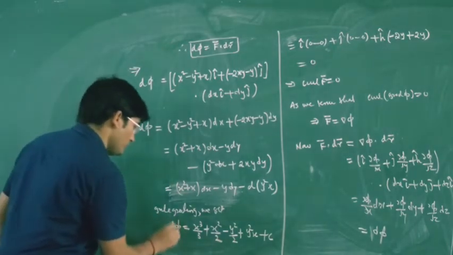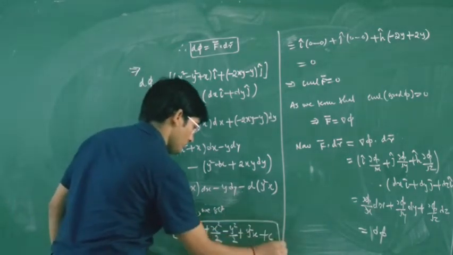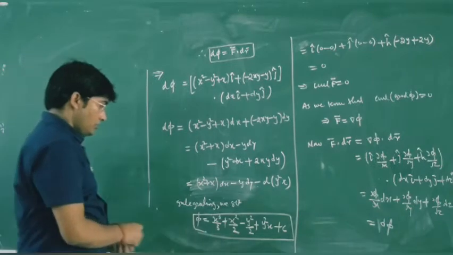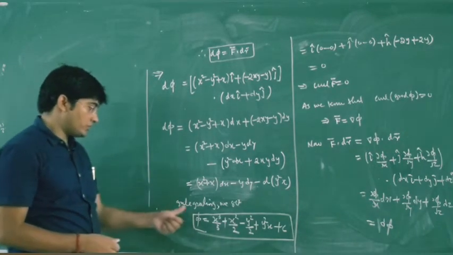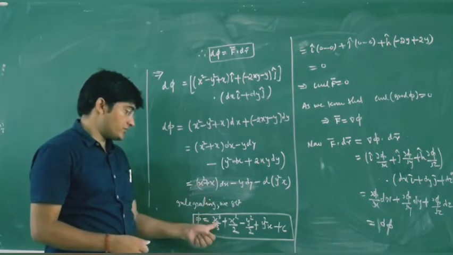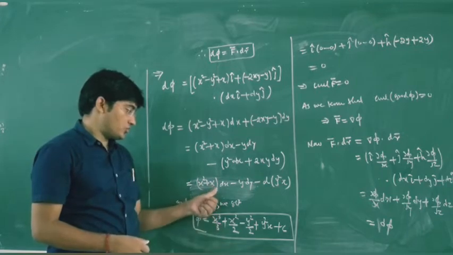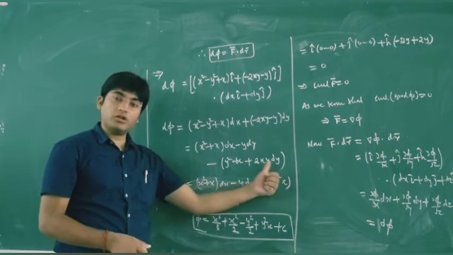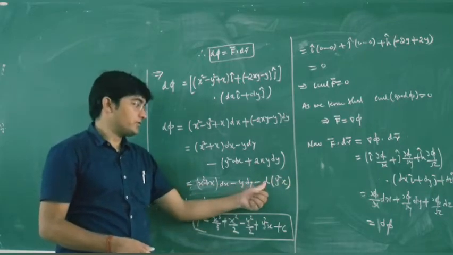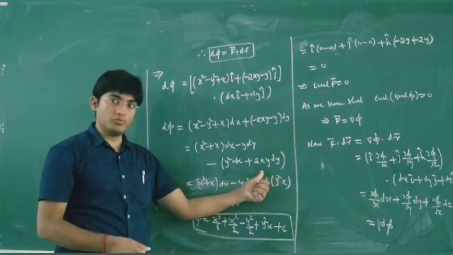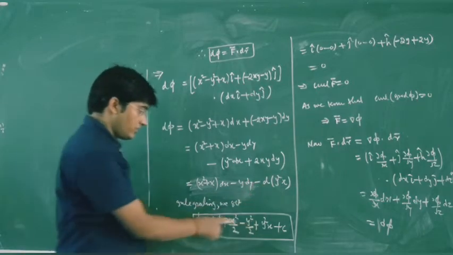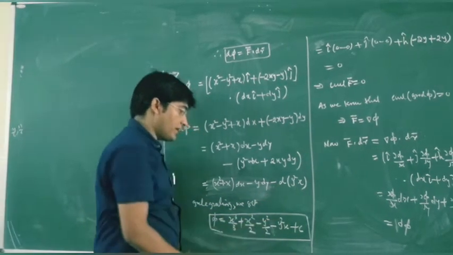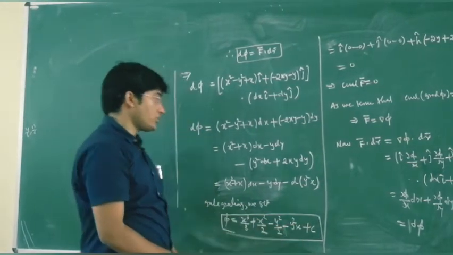So this is what we have to get. This is your phi, which is equal to the integration of x square, which is x cube by 3, then the integration of x, which will be x square by 2, then minus y square by 2, and then the integration of y square x, where the d will get removed, so here we have a minus sign. So this is minus y square x plus some constant of integration.